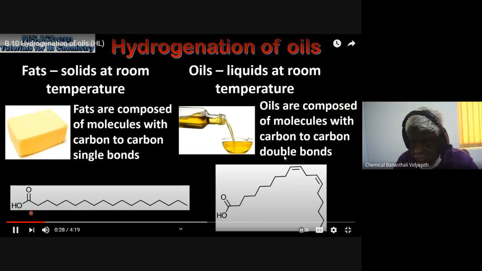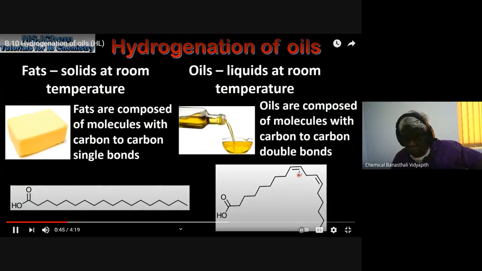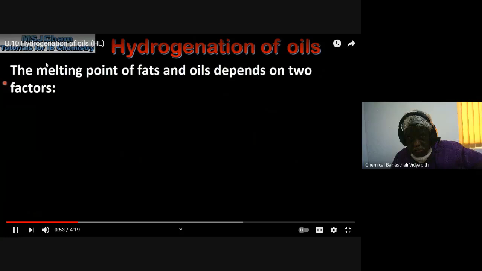On the left, we can see the structure of a saturated fatty acid that has carbon-to-carbon single bonds. On the right, we can see the structure of an unsaturated fatty acid that has carbon-to-carbon double bonds. The presence of carbon-to-carbon double bonds has an effect on the melting point of the fatty acid, which we'll look at next. The melting point of fats and oils depends on two factors.